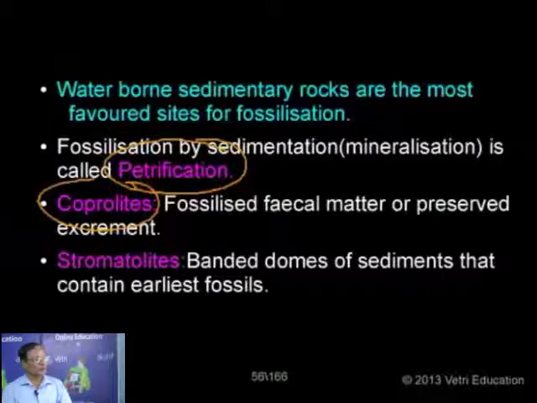Then what do you mean by stromatolites? Sometimes we can have banded domes of sediments which enclose fossils. Normally they enclose the earliest fossils, formed many years back. So stromatolites are banded domes of sediments that contain the earliest fossils, and coprolites are nothing but fossilized fecal matter. They are in the form of stones only.